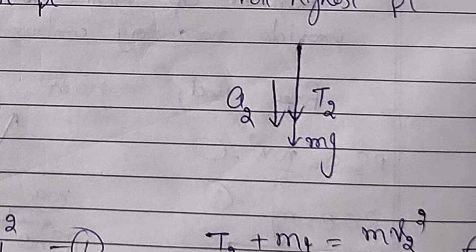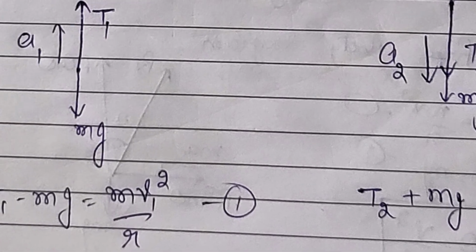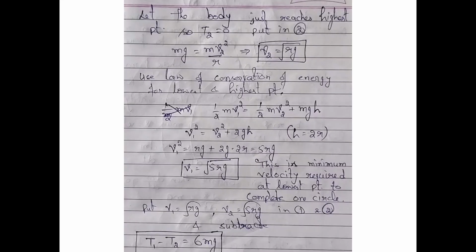And for the free body diagram for the highest point, it is T2 plus mg is equal to mv2 square by r. T2 and mg both are positive because they are in the direction of acceleration, whereas in this case mg was negative in equation number 1. Again, just simply add these two equations.